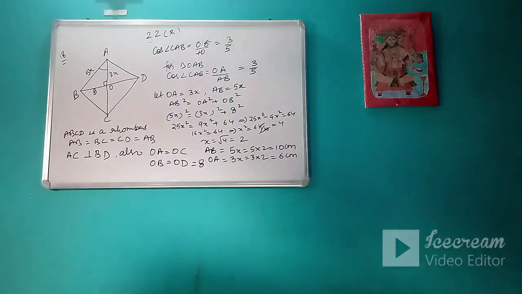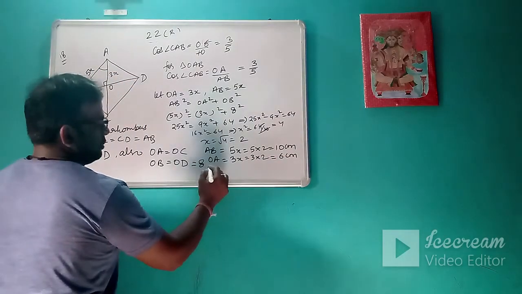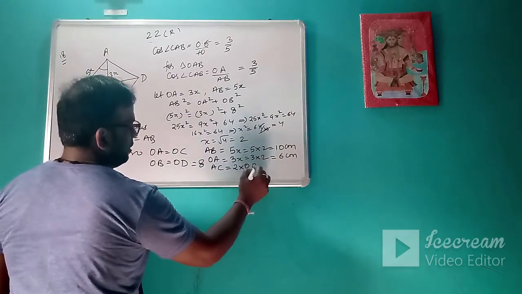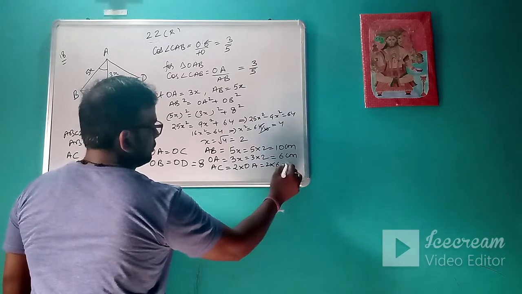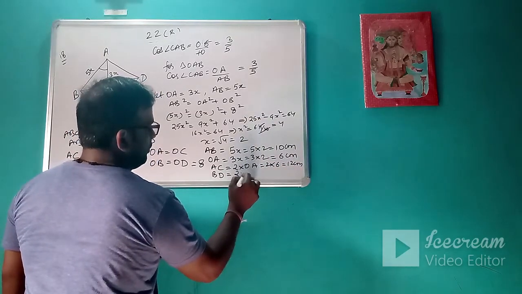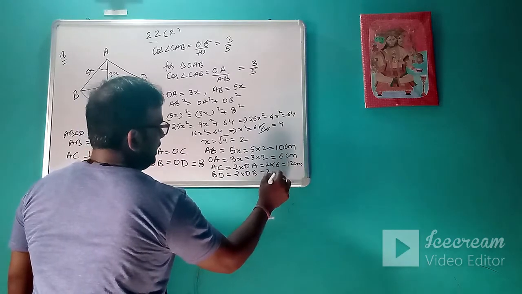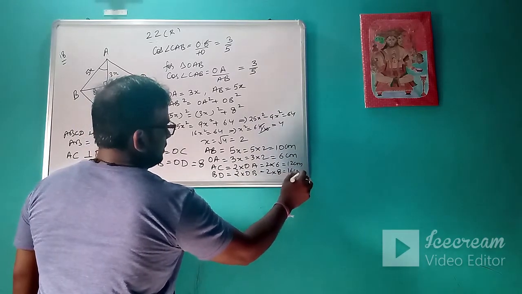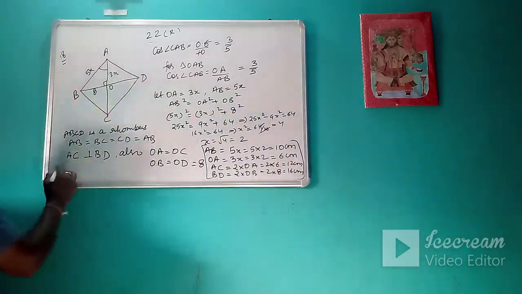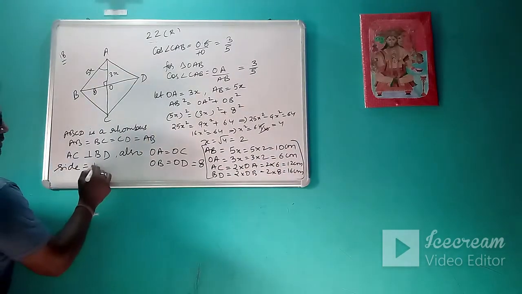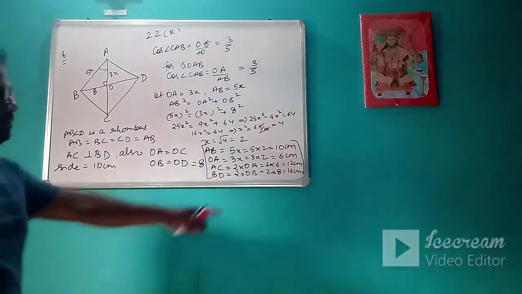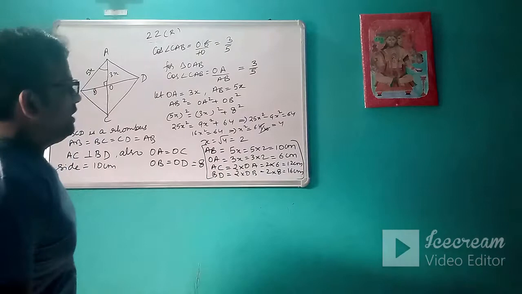So what we need in these sides? OA is equal to 6, that means what is AC? 2 into OA, that is 2 into 6, 12 centimeter. And what is our BD? 2 into OB, that is 2 into 8, 16 centimeter. So this will be our answer. Side will be equal to how much? 10 centimeter, and diagonals will be equal to 12 centimeter and 16 centimeter.